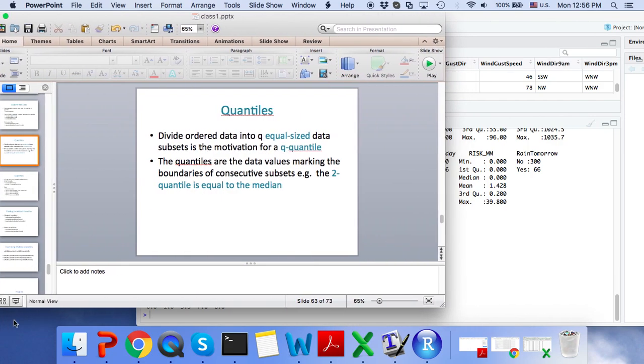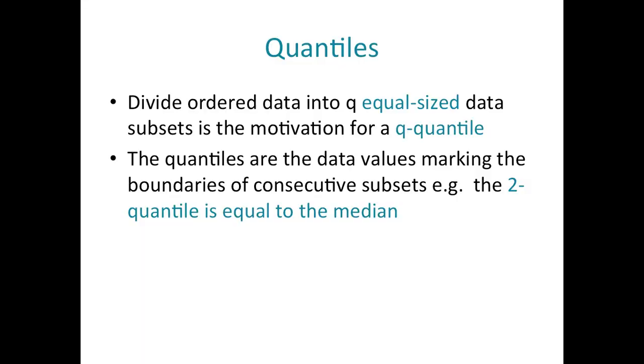Then in terms of quantiles, for those of you who don't know, the way we compute those is that we order the data and then we divide it into Q equal size subsets, okay? And that's why we call them Q quantiles. The number for the quantile is the value at that boundary. So for example, the 2-quantile is the median, and it's the value that separates these 2 consecutive subsets.